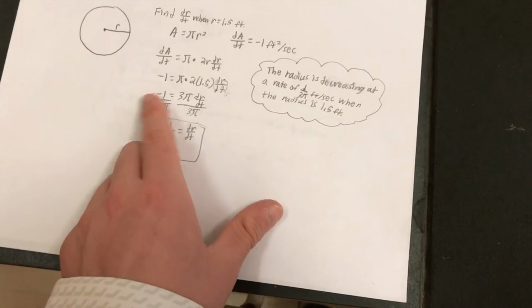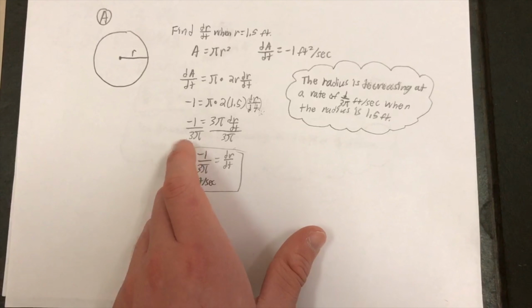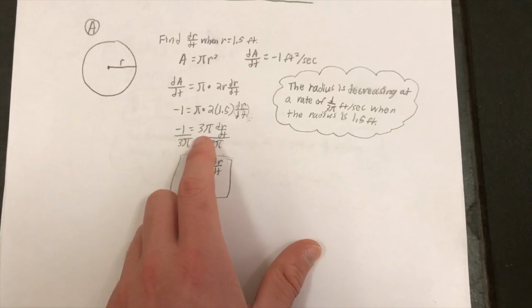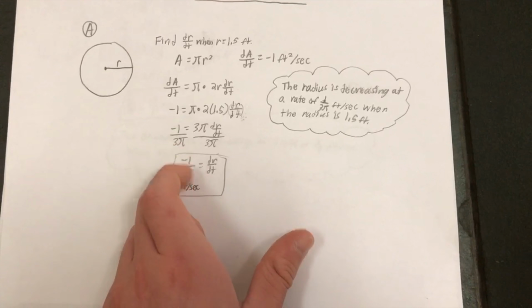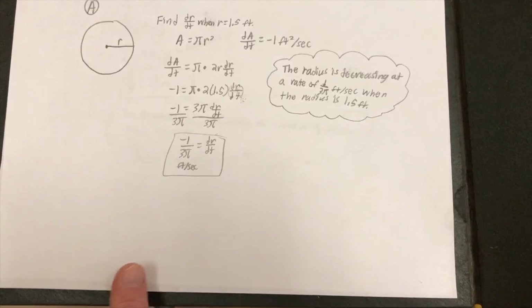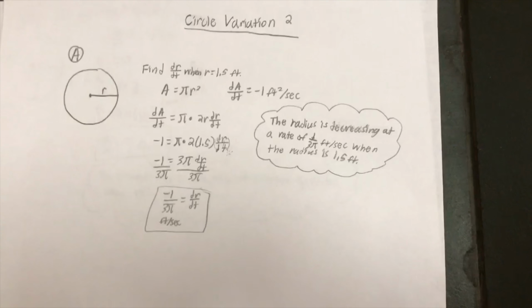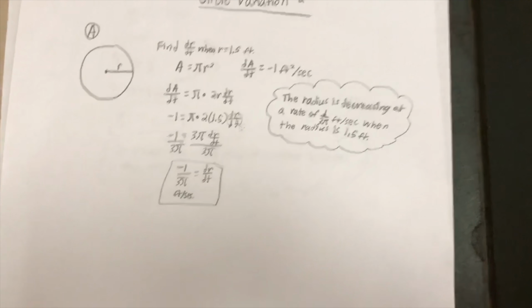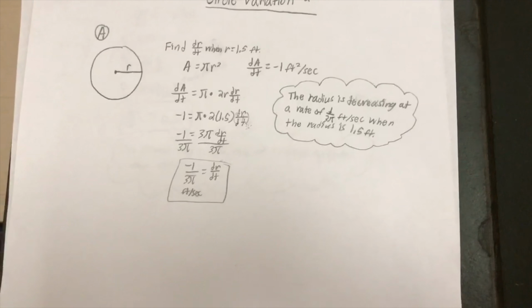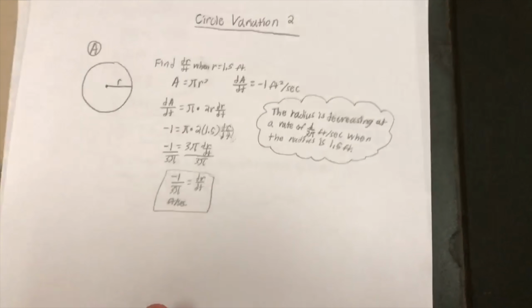So then we plug that all into the equation, and what we end up getting is negative 1 equals 3 pi times dr over dt, and then negative 1 over 3 pi is equal to dr over dt. What we know from this is that the radius is decreasing at a rate of 1 over 3 pi feet per second when the radius is equal to 1.5 feet.